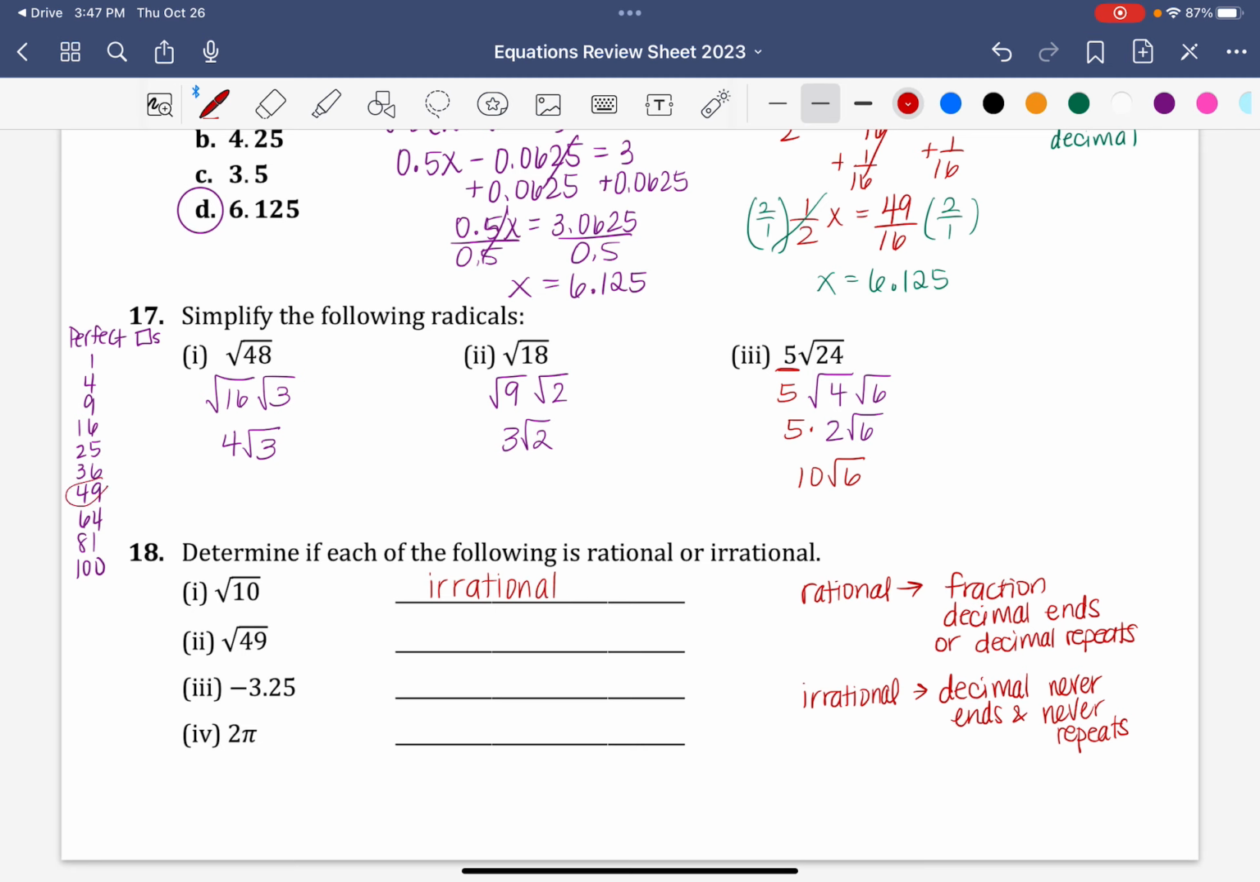49 is on my list of perfect squares. The square root of 49 is 7. So that is a rational number since it ends. Okay, all integers or whole numbers are going to be rational numbers. The next one is a decimal, but that decimal ends or terminates. So this is a rational number, negative 3.25. But this last one has pi in it, and pi is an irrational number. It keeps going without repeating.